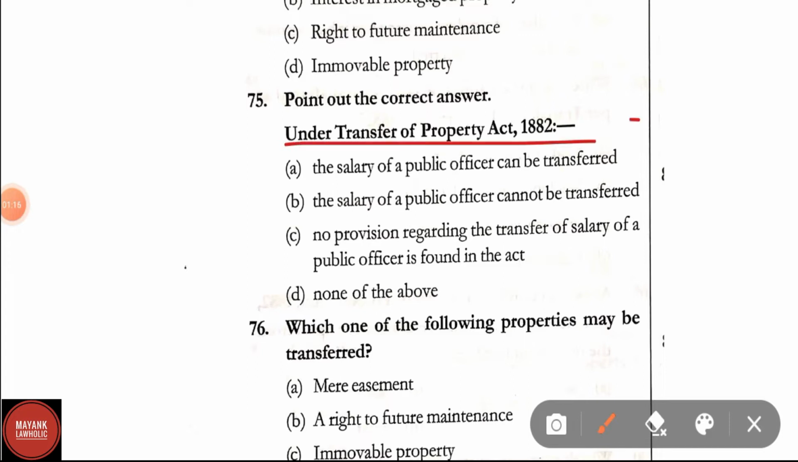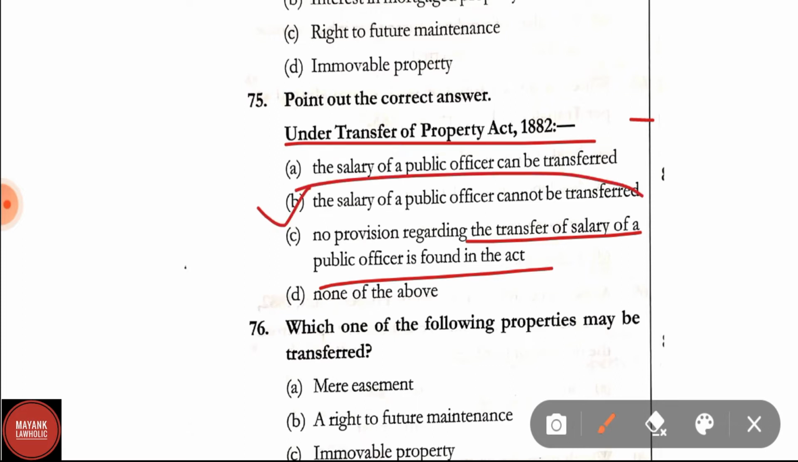Under the Transfer of Property Act 1882, the salary of the public officer can be transferred. The salary of a public officer cannot be transferred. No provisions regarding the transfer of salary of a public officer are found in the Act. None of the above. Here the correct answer is option B, that is, the salary of a public officer cannot be transferred.